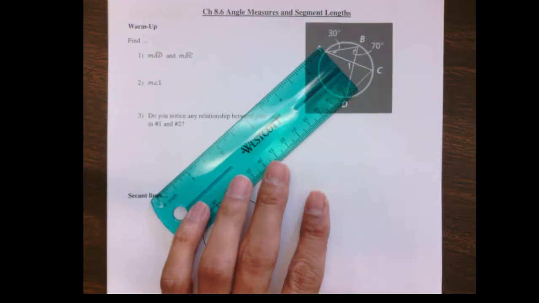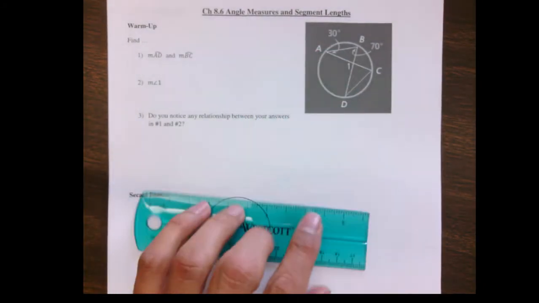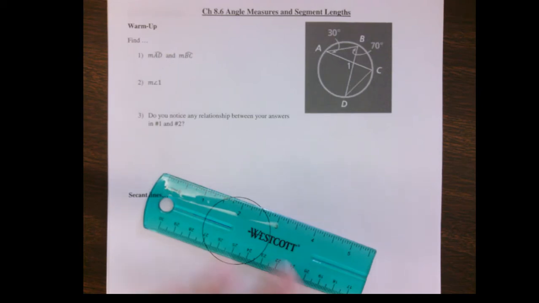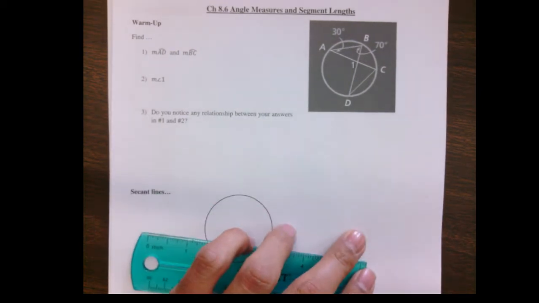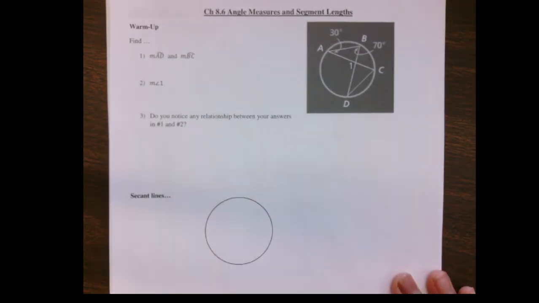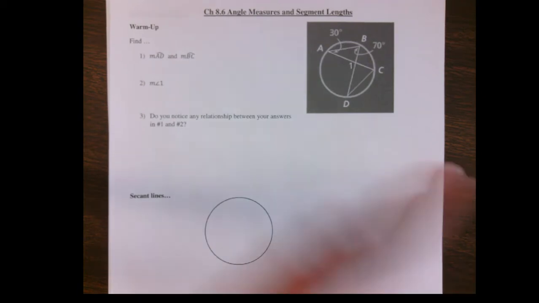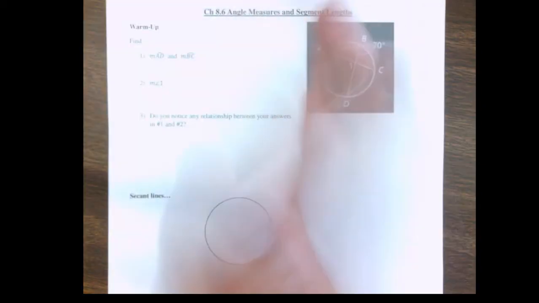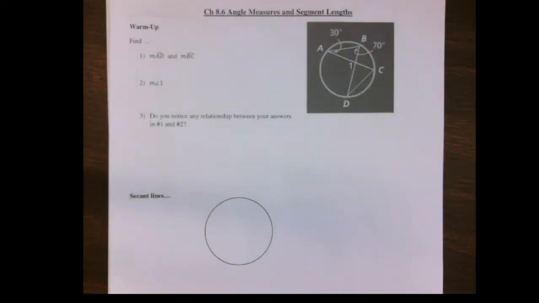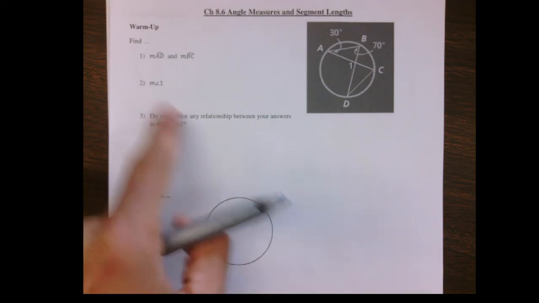I recommend that you pull out a ruler or a straight edge while we're doing this. For the first thing we're going to do, I actually want you to give this warm-up a try. Just go ahead and place your hands over the warm-up. Get nice and toasty. Warm up your hands a little bit. Warm up your brain. See if you can do these three problems.